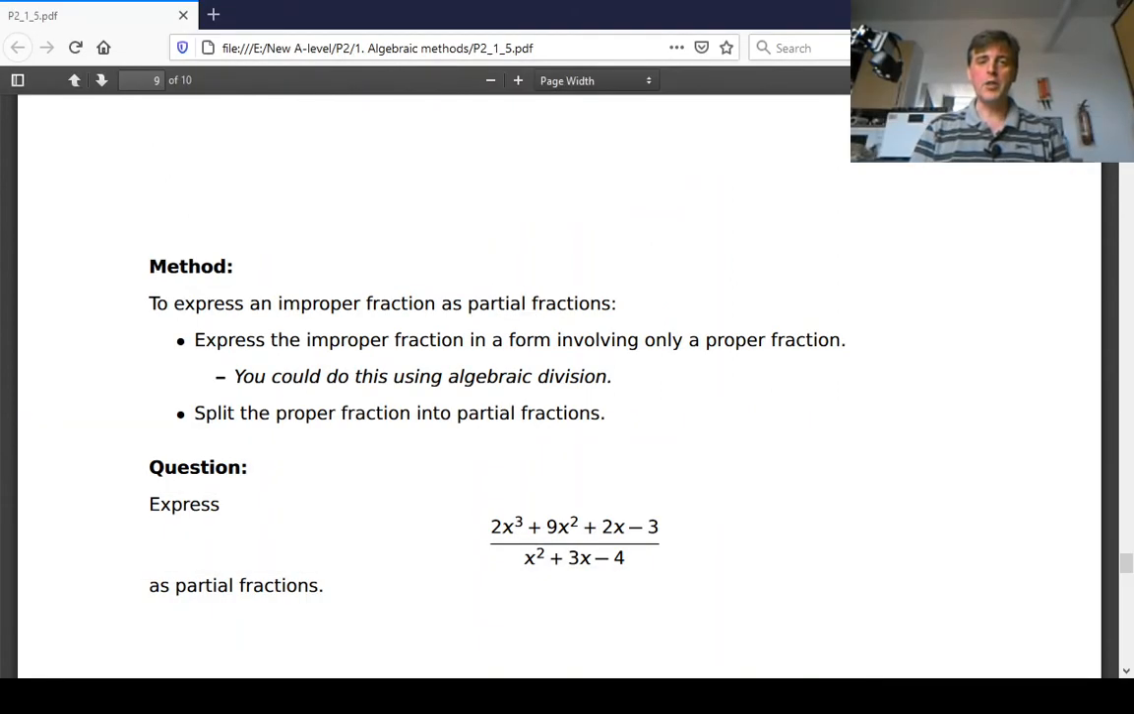Now, I bet you're itching to have a go at one yourself, right? Of course you are. So on the screen, here's the question for you to do. It's the same one you've already worked with. In fact, earlier in this video, you already did the first part of this process. You've already expressed this improper fraction in a form involving only a proper fraction. So you've done the first part. Can you now do the second part and then put the whole thing into partial fractions?